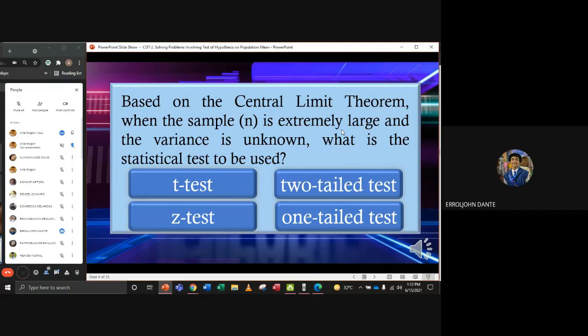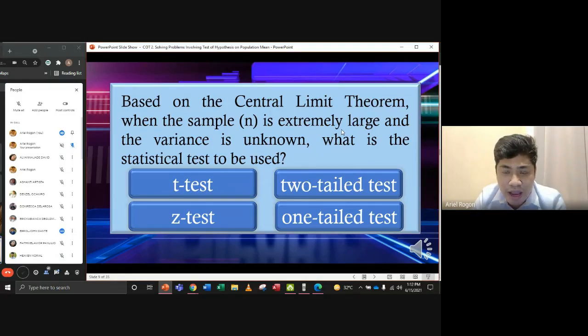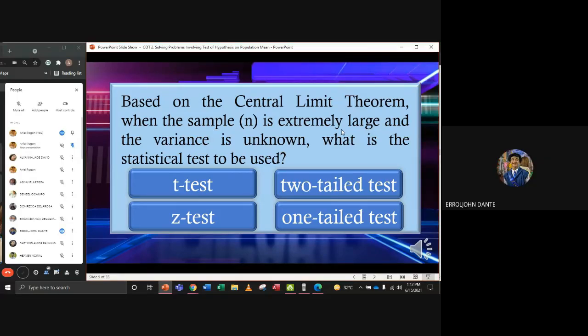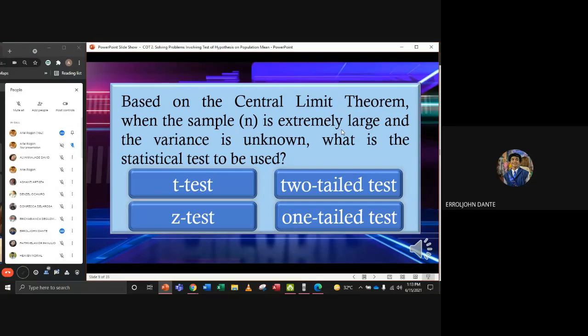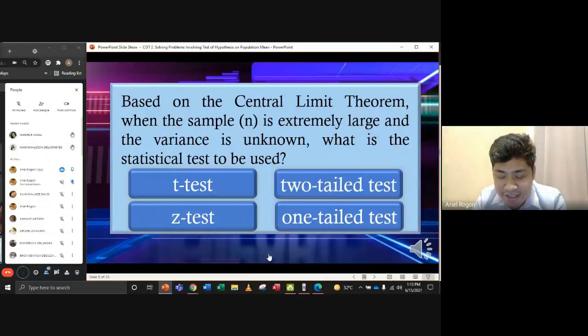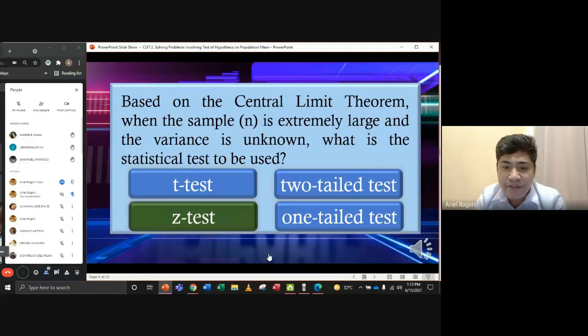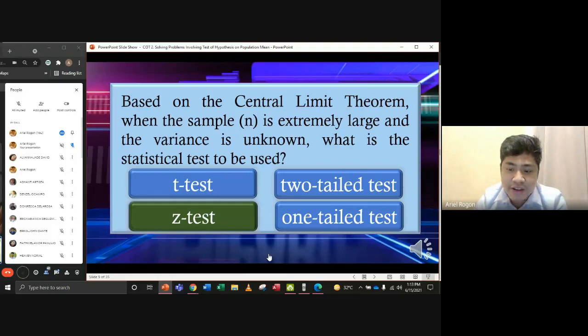Equal, sir. You can please read the question before you give the answer. Based on the central limit theorem, when the sample is extremely large and the variance is unknown, what is the statistical test to be used? T-test, sir. The correct answer is Z-test. So based on the central limit theorem, we still use the Z-test even if the sample standard deviation is given. Okay, Z-test dapat.